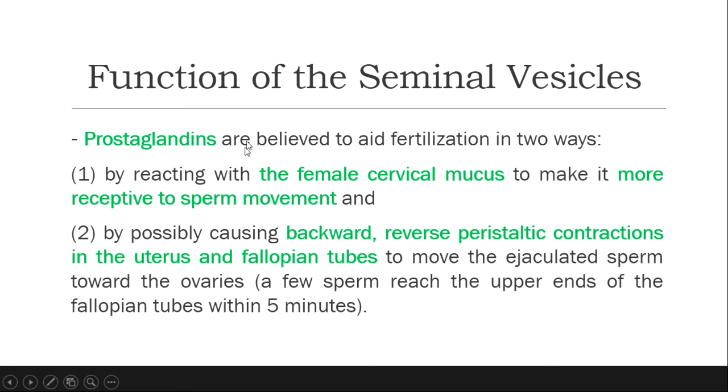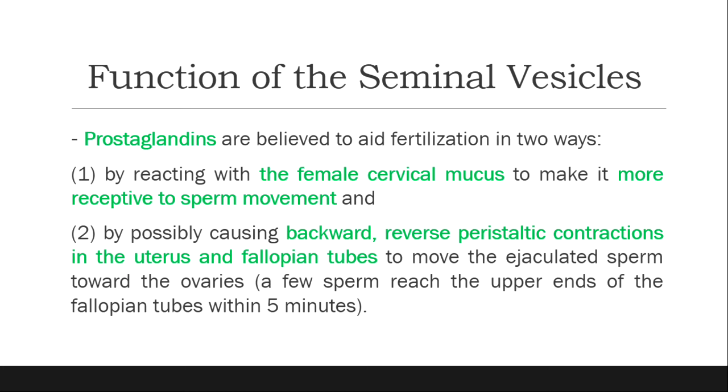So, anong ginagawa nitong prostaglandin na pinoproduce ng seminal vesicle natin? So, sabi nila, it aids fertilization. Bakit? Una, it reacts sa cervical mucus. So, ang ginagawa niya, para maging more receptive yung environment ng sperm, para maging mas motile pa siya. Okay, so nagre-react yung prostaglandin doon sa cervical mucus para yung sperm mas mabilis or mas maging motile siya sa environment na yun.